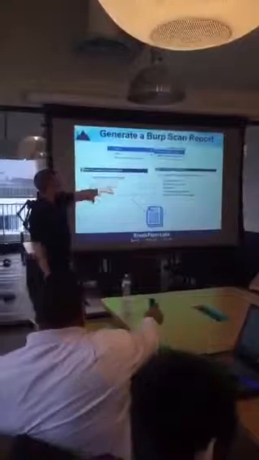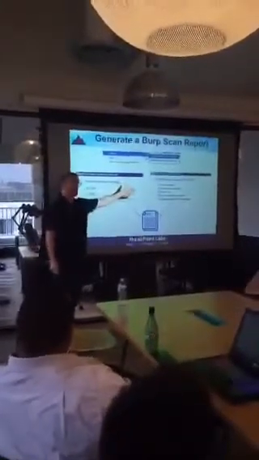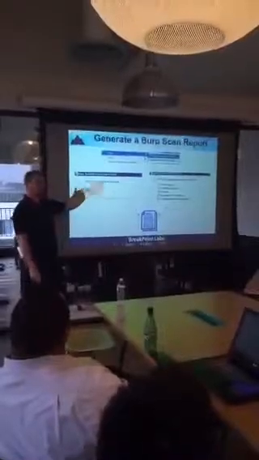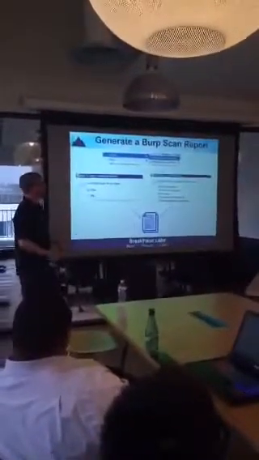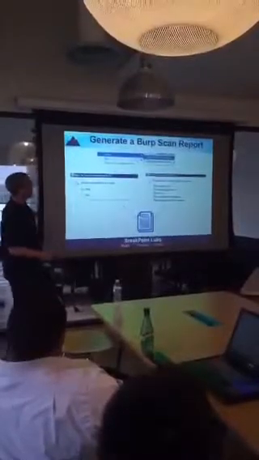From there, it also has other things. Do you want it to be very verbose with the information? You can uncheck these boxes and only show certain things for high level. It depends how much detail you want. And this is basically going to give you your report. And I'll show you a little sample of Burp's report.